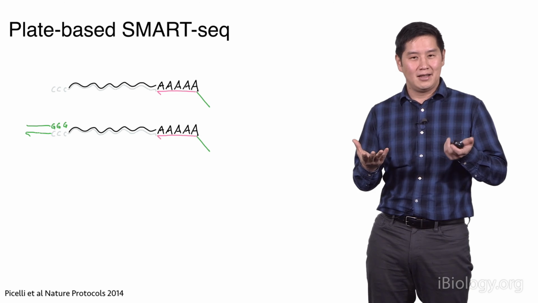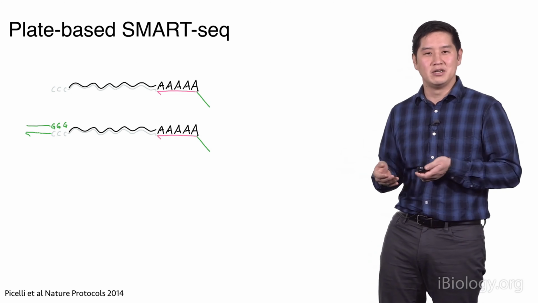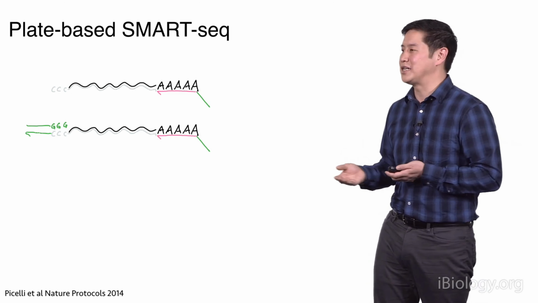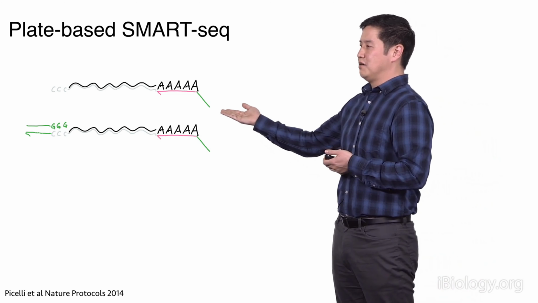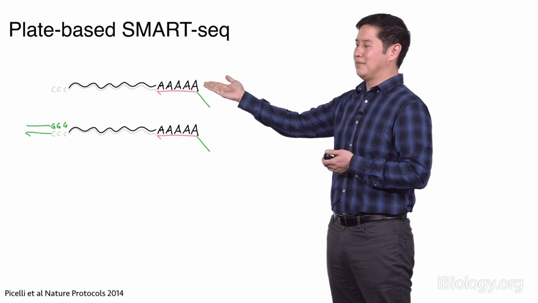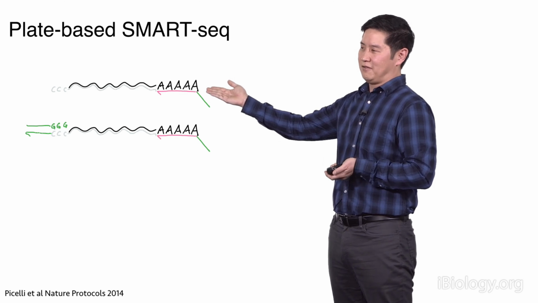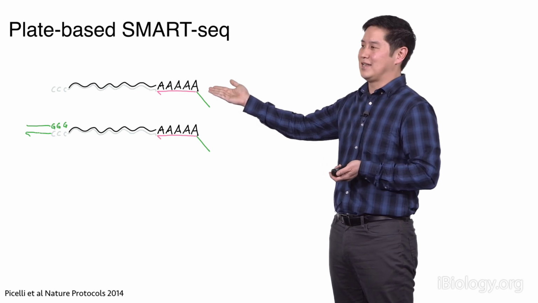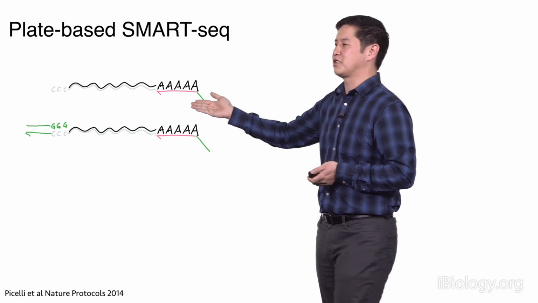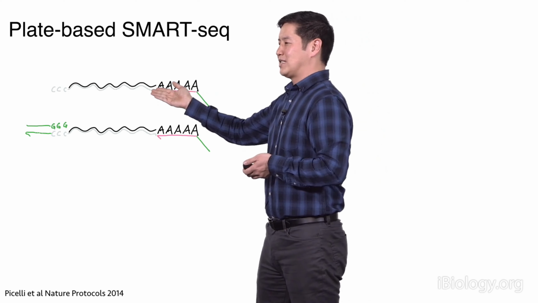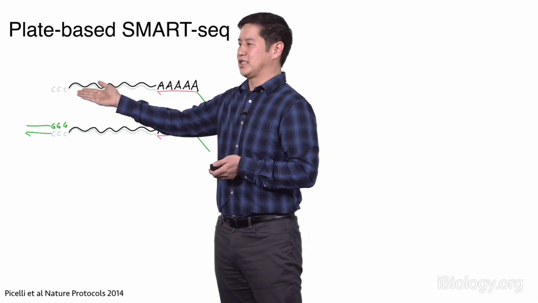You lyse that cell, and then you do a reverse transcription reaction using a SmartSeq style library preparation. With this library preparation method, you have an oligo dT that'll prime a reverse transcription reaction off of mRNAs that are polyadenylated. This oligo dT has a handle on the end, and during this reverse transcription process, DNA gets made using RNA as a copy.